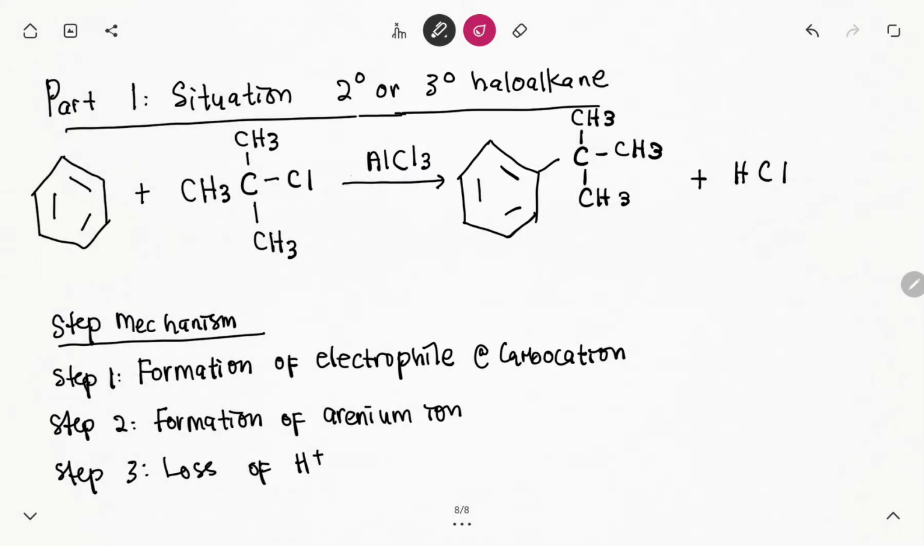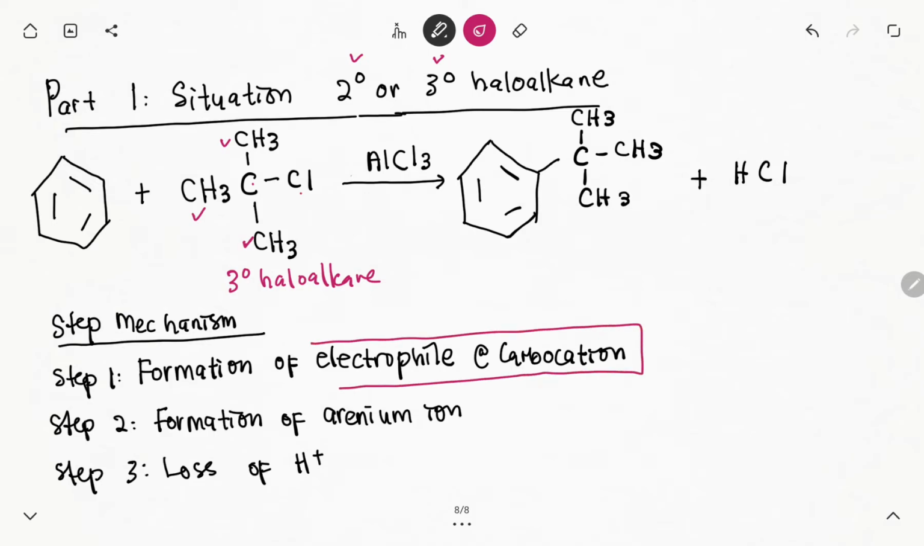According to our reagent, I try to choose either secondary or tertiary, but the question given here is a tertiary haloalkane. How do you find out it is tertiary? The carbon that is already attached to the functional group has 1, 2, 3 alkyl groups attached, so this is a tertiary haloalkane. In the mechanism, the electrophile or carbocation should be formed in the first step. The other steps are the same: step 2, arenium ion; step 3, loss of proton, and the final product is formed.